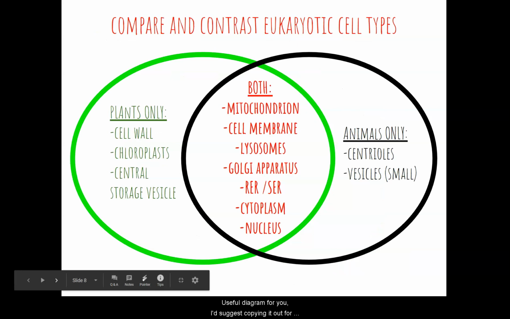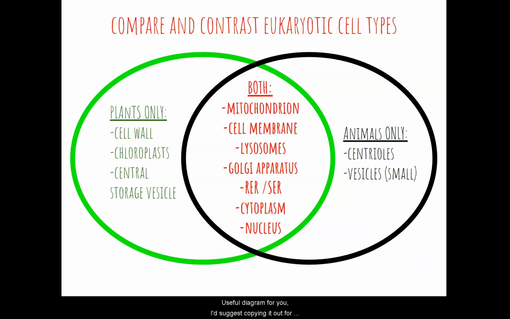So this is a useful diagram for you. I'd suggest copying it out for one of your study sheets. This is showing similarities and differences between plant cells and animal cells. Both of them have got mitochondria, which are, let's say at once, the powerhouse of the cell. This is where the cell makes ATP.